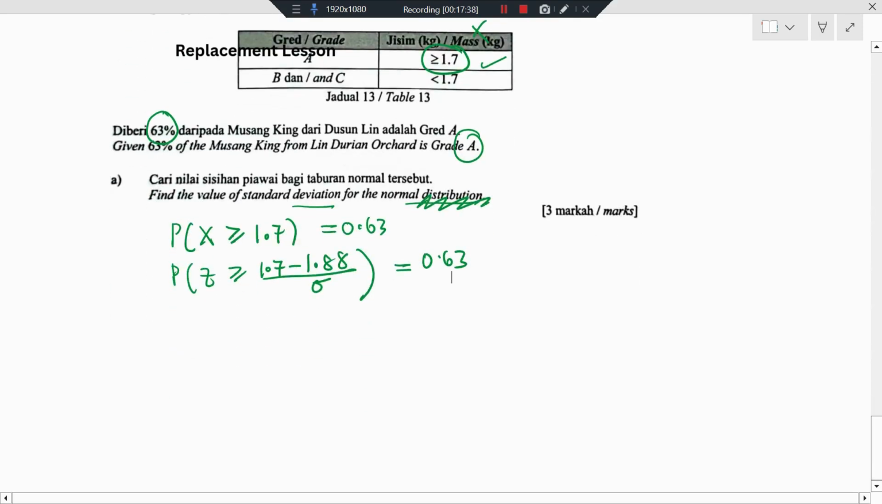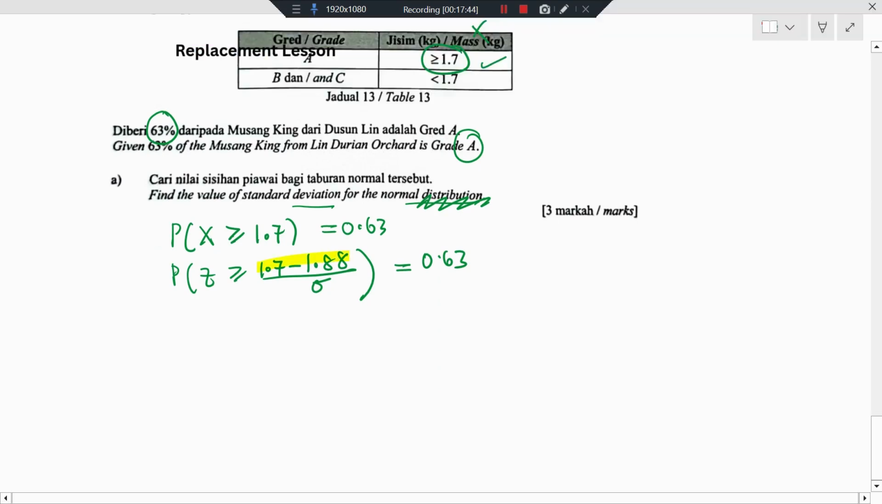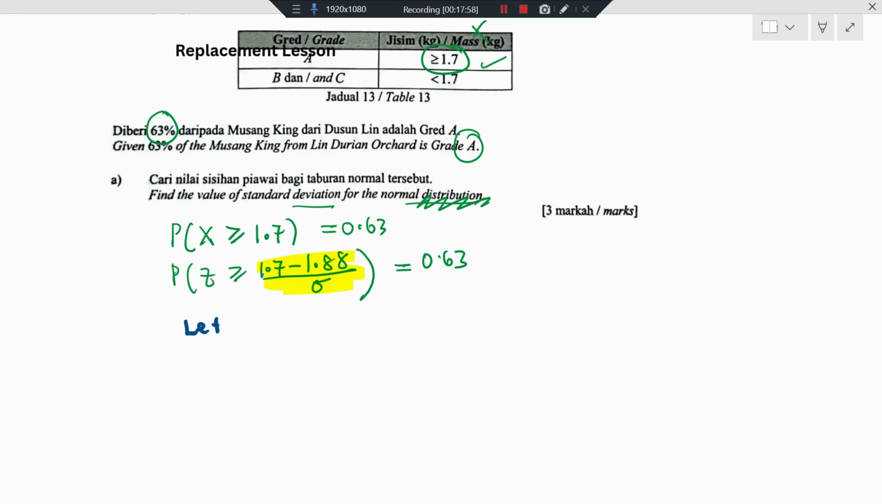Okay. And then definitely I'm going to represent this as our T as usual, the whole thing. But you can simplify the numerator part. 1.7 minus 1.88. So it is negative 0.18. Okay, so I don't know if it's T or negative T. So I just put T first. If negative, I will just add it on here. Sorry. This should be negative 0.18 over sigma.